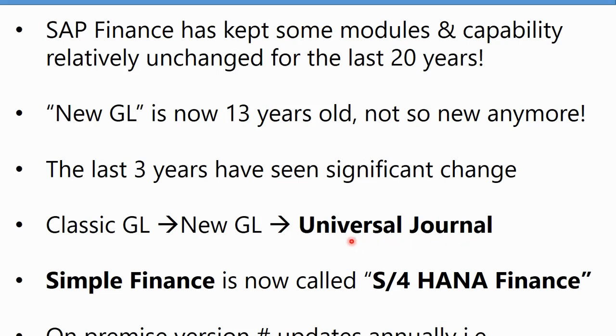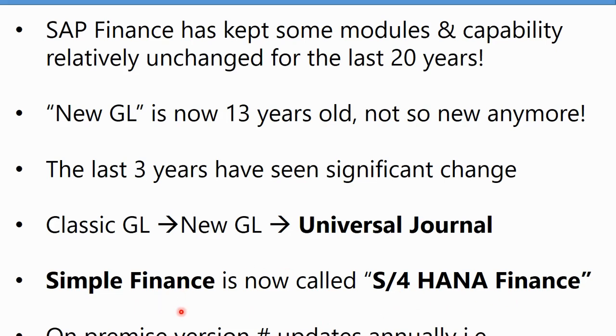In terms of universal journal and in the latest SAP conferences over the last probably 2-3 years, the word simple finance was used a lot to describe the latest SAP functions and capability. Simple finance is no longer used as an SAP marketing term, and the product is now called S4 HANA Finance. So if you fast forward to today, everything is called S4 HANA Finance. If you hear simple finance, this often refers to the new HANA capabilities, but we're now calling it S4 HANA Finance according to SAP.